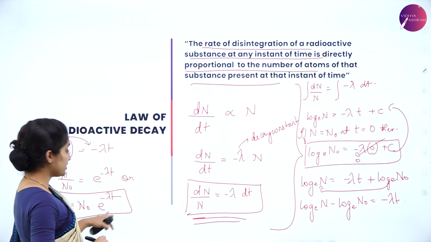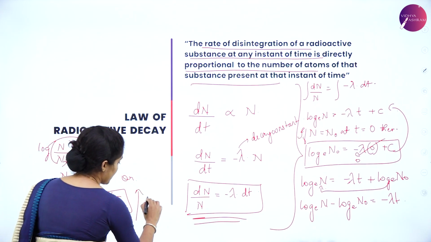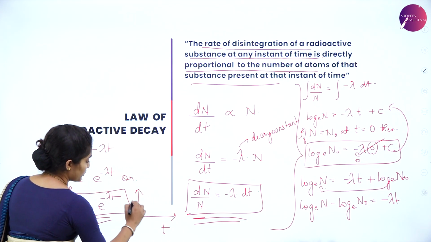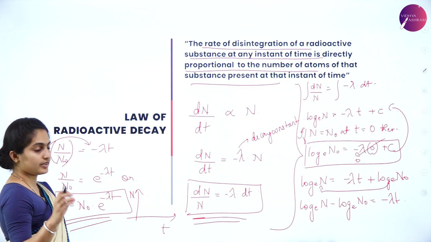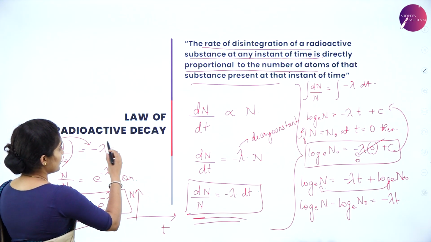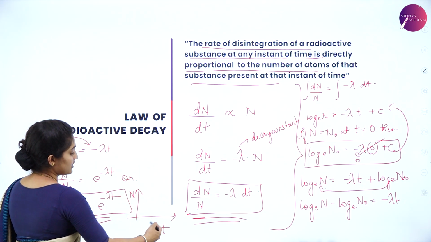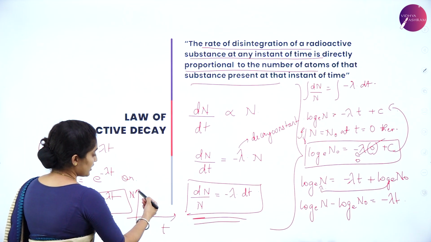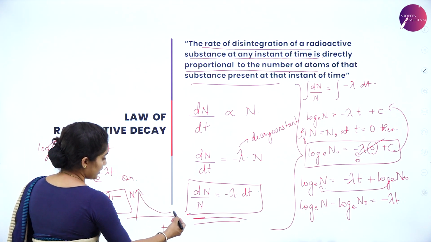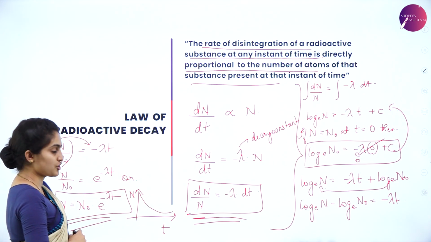This equation tells that if you have a graphical representation with respect to time as well as the number of atoms present, there is a decrease in the radioactivity. That is, as time increases, the atoms start disintegrating, and it is given in terms of an exponential term.